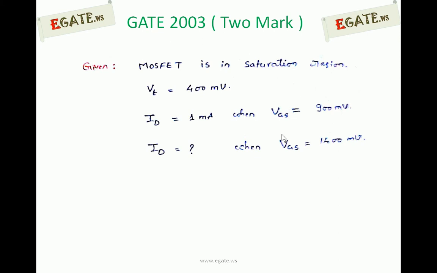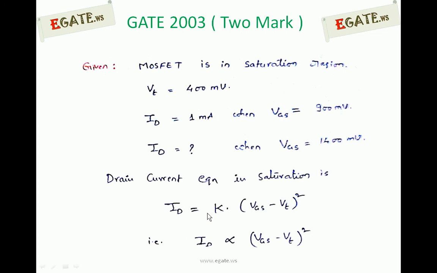The given information is that the MOSFET is in saturation with a threshold voltage of 400 millivolts, and the drain current observed is 1 milliampere when VGS is 900 millivolts. What should be the drain current when VGS is changed to 1400 millivolts? Very simple. We should know the drain current equation in saturation. The drain current equation in saturation is ID equals K into (VGS minus VT) whole square. So ID is proportional to (VGS minus VT) whole square.